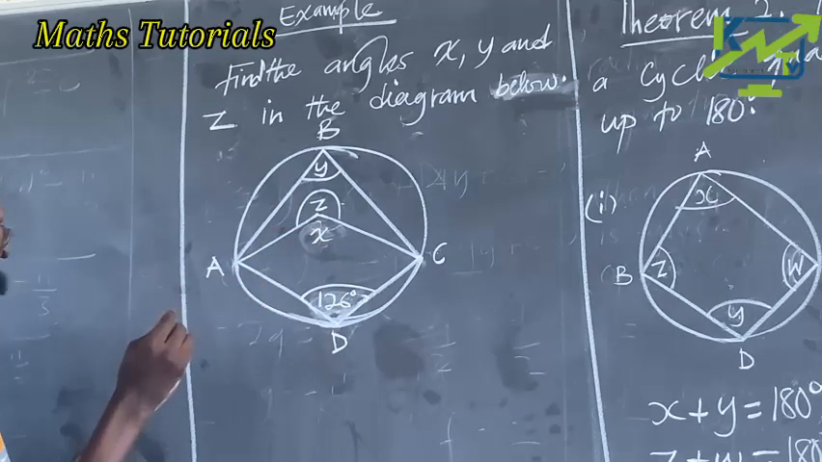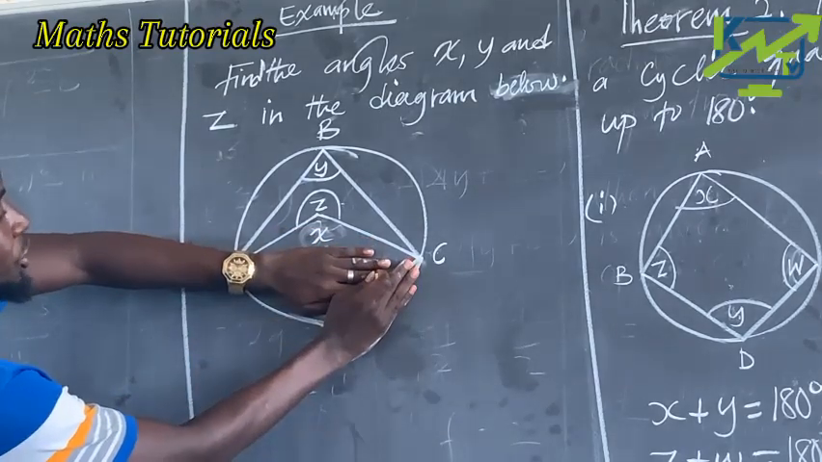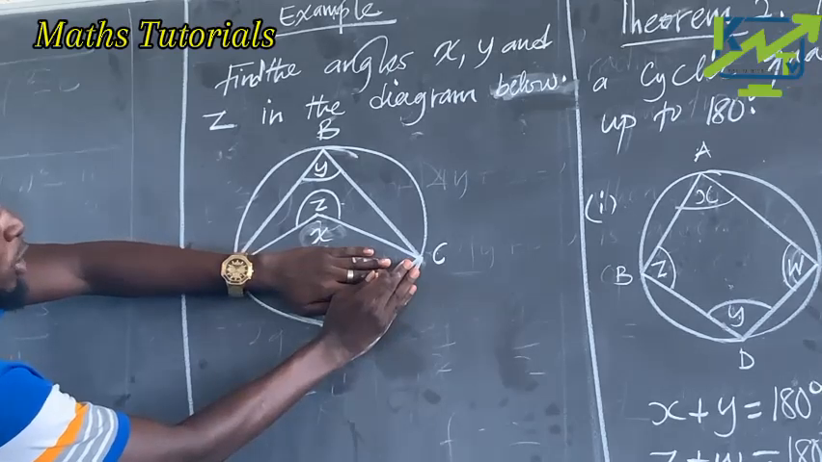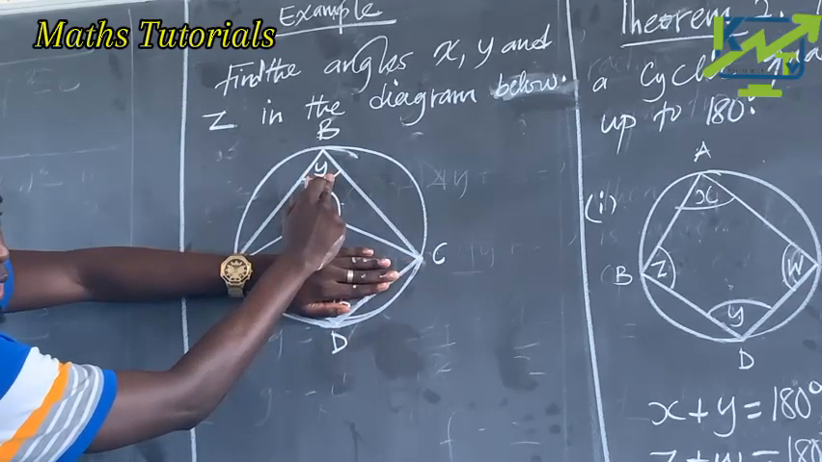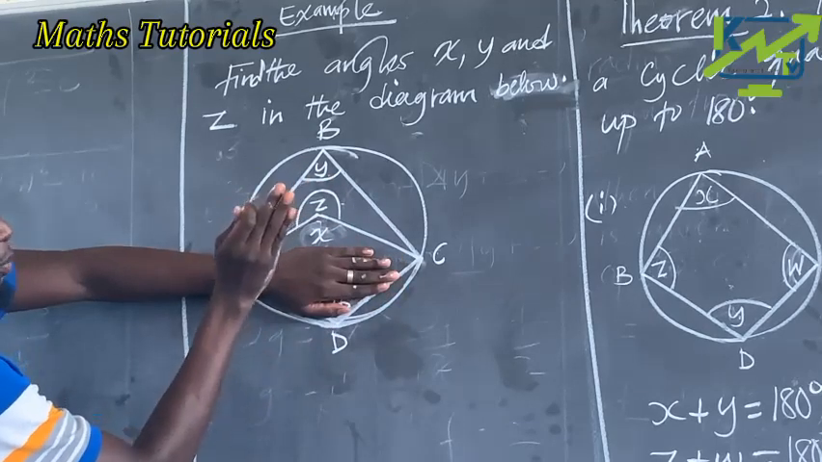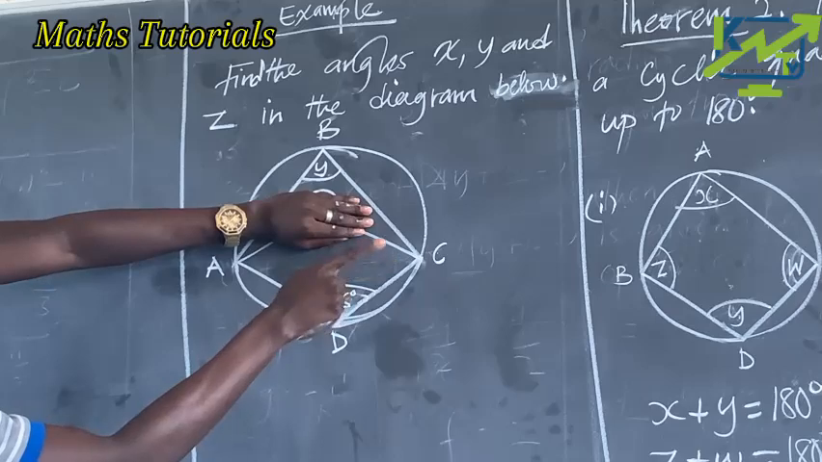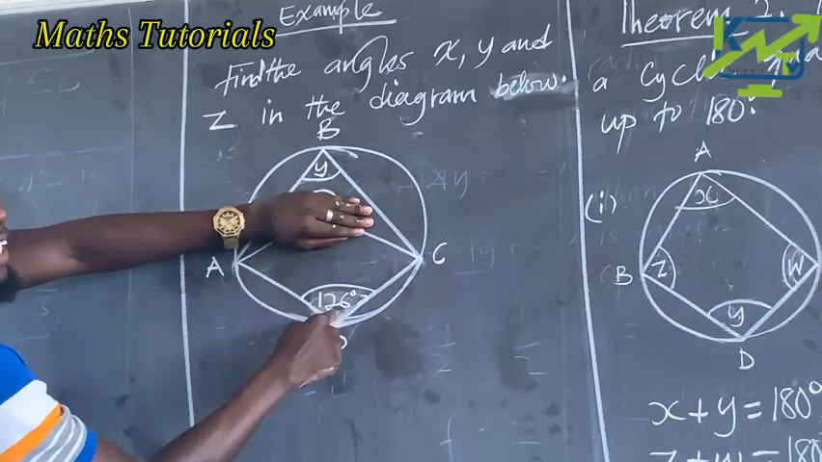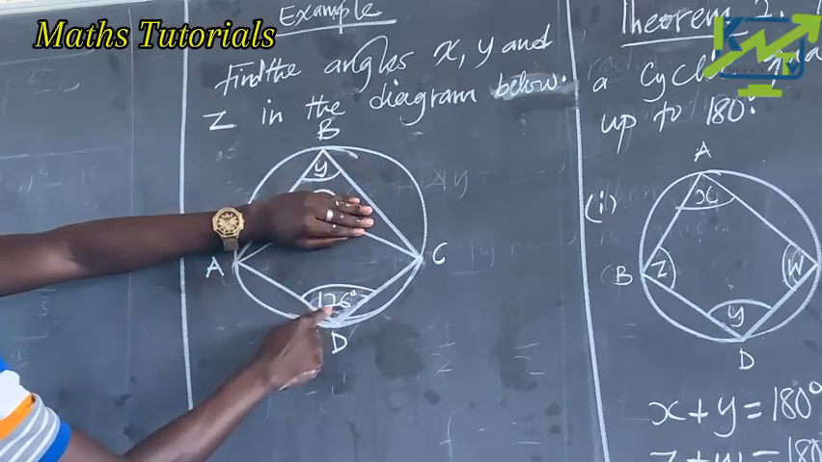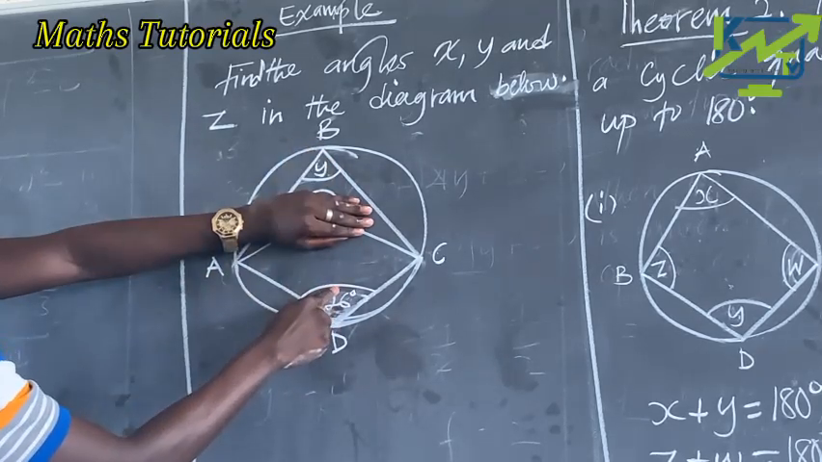Looking at the first one here, if I put my hand here, I will see the first theorem, which says that the angle at the center here is twice the angle at the circumference. That is the first theorem. If I also put my hand on this other one here, it will take me back to this one also, which says that opposite angles of a cyclic quadrilateral add up to 180 degrees. So if I add these two, their sum must be equal to 180.